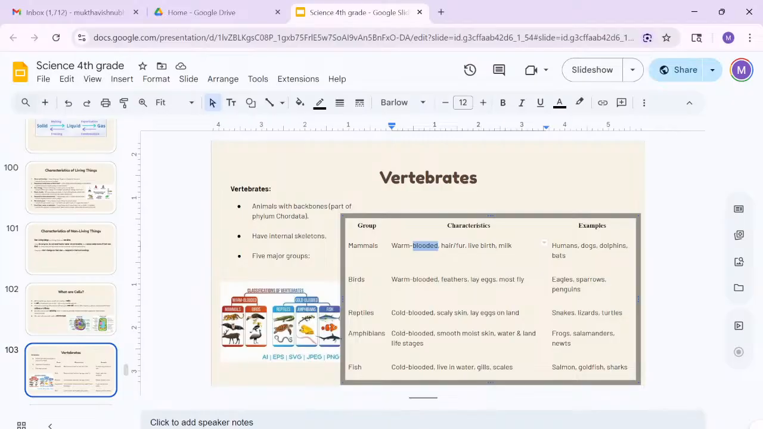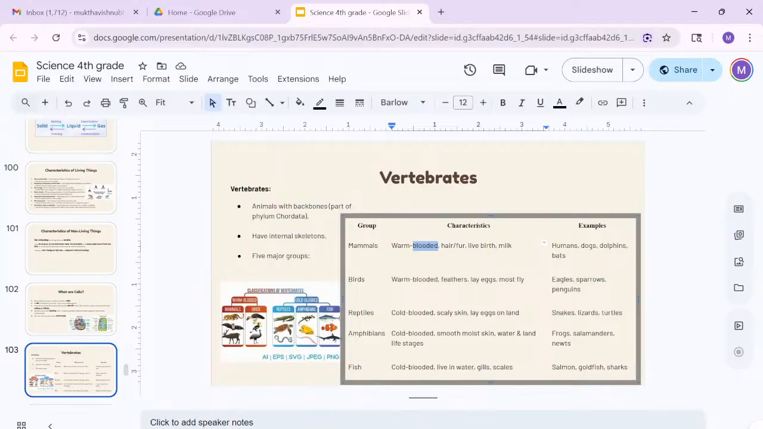You guys probably know mammals are like humans, dogs, dolphins, bats, anything that gives birth through live birth. They don't have eggs, unlike birds, which do have eggs. They lay eggs, so those are birds and not mammals. Reptiles are cold-blooded and have scaly skin. They do lay eggs, but on land, and they're like snakes, lizards, turtles.